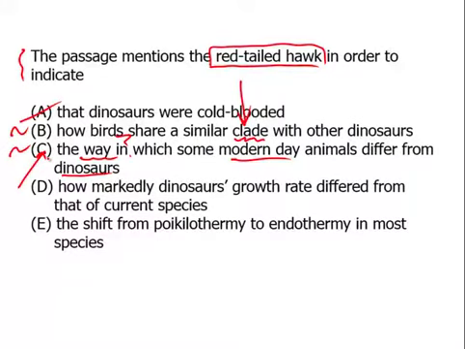So we're going on to D. How markedly dinosaurs' growth rate differed from that of current species. Archaeopteryx grew much slower than the red-tailed hawk, and that's why they're mentioning the red-tailed hawk: to show how different the growth rate was between dinosaurs and more modern species. And so D is a slam dunk answer. C is wishy-washy. We don't want to spend time trying to make it work. B, we don't even have to worry what a clade is now. Doesn't matter. And then E, we don't have to worry about big jargony words like poikilothermy. We can get rid of that. And again, the answer is D.